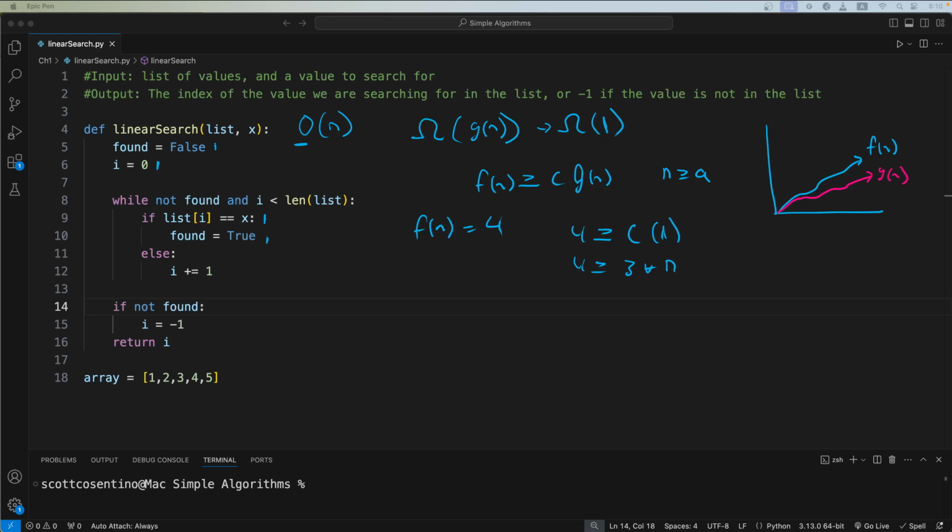Now I also want to discuss our average case, which is a fair bit more complicated than either of our best case or worst case. So I'll just erase out these pieces here and we'll discuss a bit about our average case.